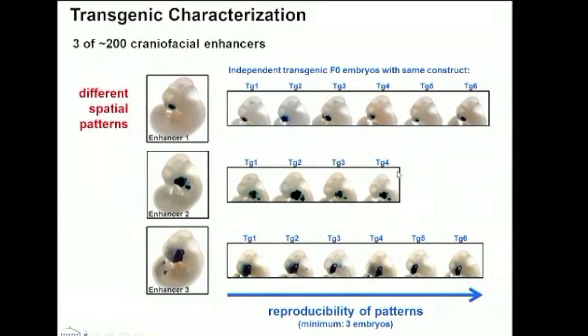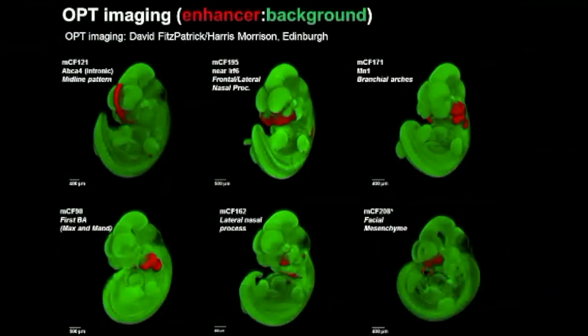We can also get even higher resolution data, OPT data, optical projection tomography. We do this with David Fitzpatrick's group. And you see again here, these are just 6 still images. Behind each of these is a proper 3D model, and you can access this data through FaceBase. So what happens here is these LacZ-stained embryos get scanned, and then it gets converted into a false-colored image where all unstained parts of the embryo are shown in green, and then the enhancer activity is shown in red. And then by looking at these, you can get a really high resolution view of where exactly the enhancer is active.